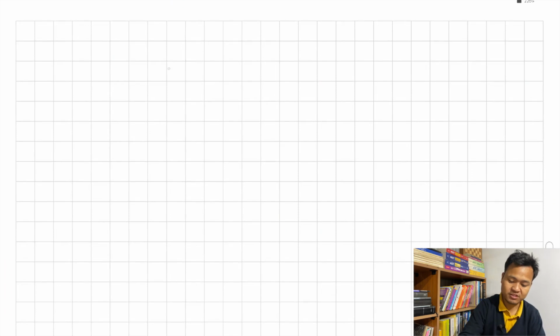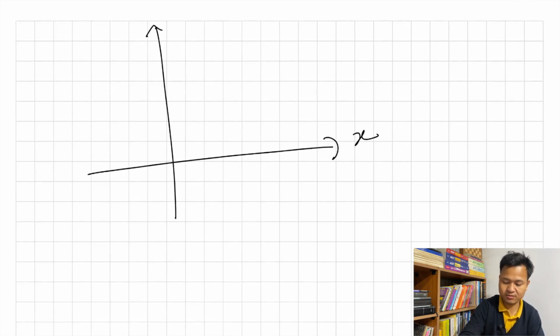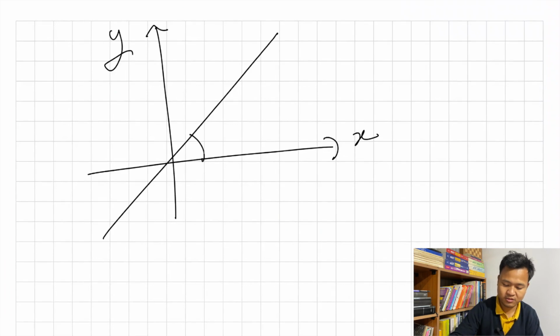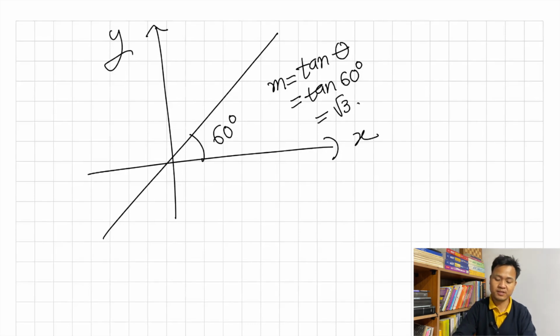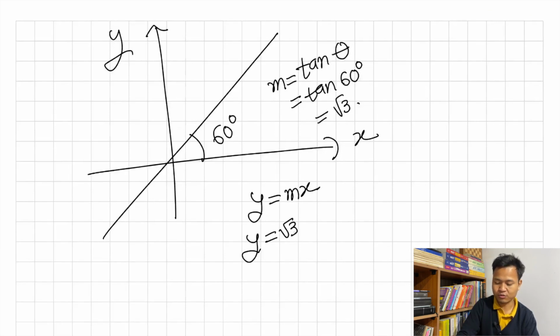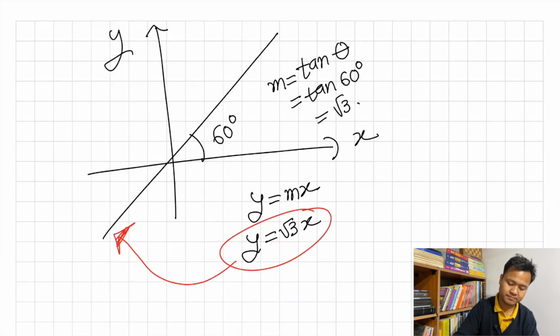For example, if I have a straight line like this, x, y. Let's say the angle is 60 degrees. How do you write the equation of this straight line? We know that slope is nothing but tan theta. Given theta is 60, tan 60 is the slope. What is tan 60? Root 3. We know that the general equation is y equals mx. Therefore, y equals root 3 into x. So this is the equation of this straight line.